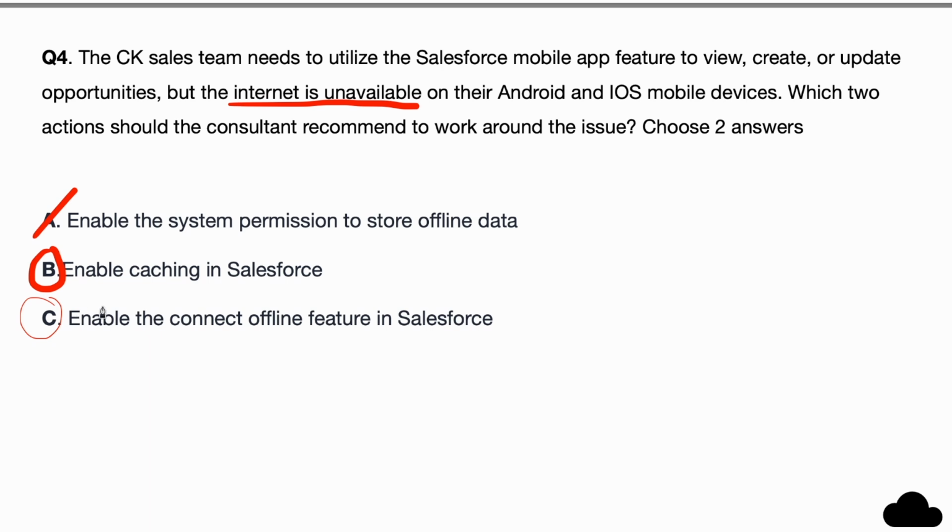So this is an important question to remember. When you need to access records offline, you need to enable caching in Salesforce and enable the connect offline feature in Salesforce, as well as the system permission to store offline data does not exist.